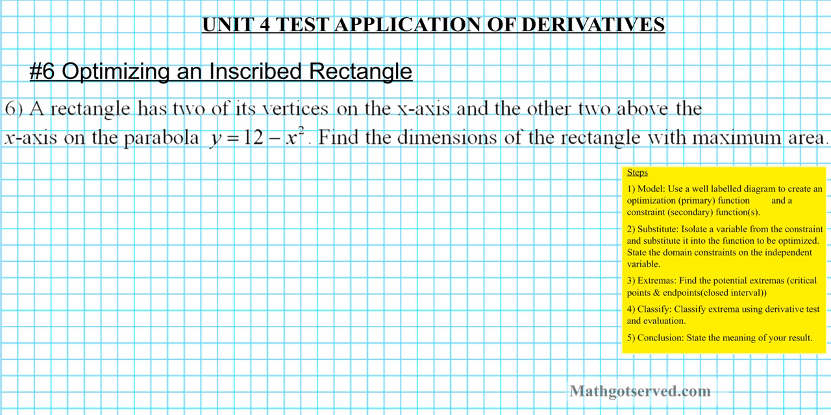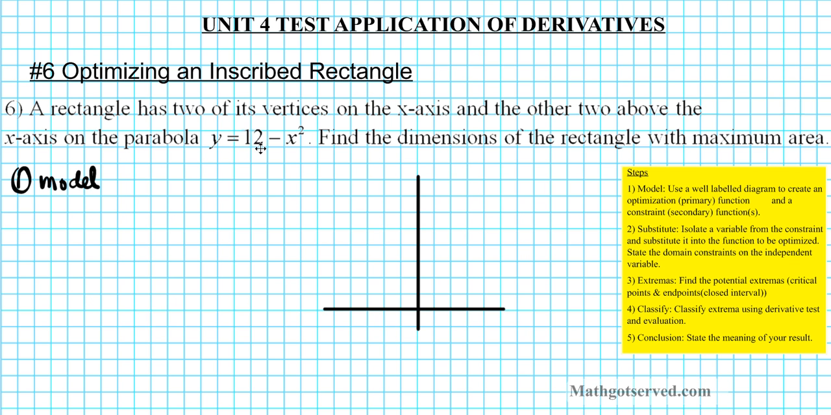Alright, so I'm going to be applying the procedures here to this problem. You can see a little guide I have on the right. So first thing we're going to do is create a model or diagram. We have a rectangle inscribed under a parabola, so what does that look like? So first thing to do, let's go ahead and sketch our parabola. It's a rough sketch, so we are modeling right now. We're in step 1, which is to model.